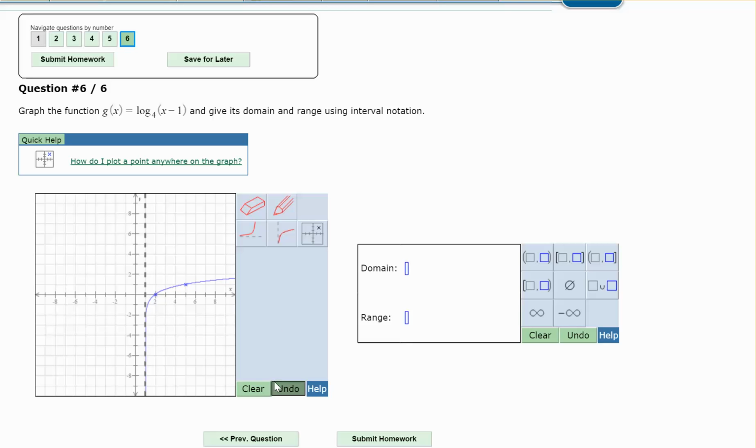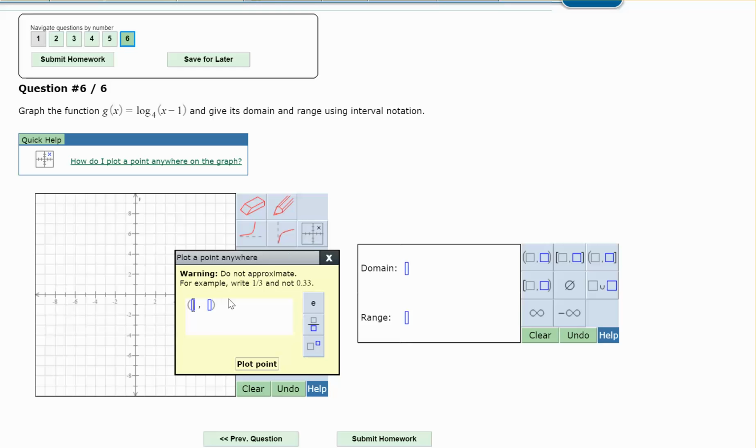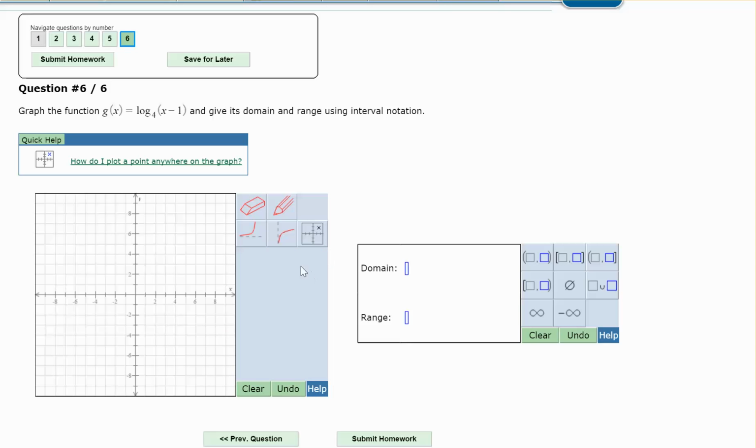Now if you had a point that was not a whole number point, like maybe you had an ordered pair that had a fraction in it, you could probably plot your point first. So you could pull this up, and that would allow you to type in fractions and so on. And even if you have a point that has an e to a power, you can do that as well. But for this one, I was able to just pick the graph.